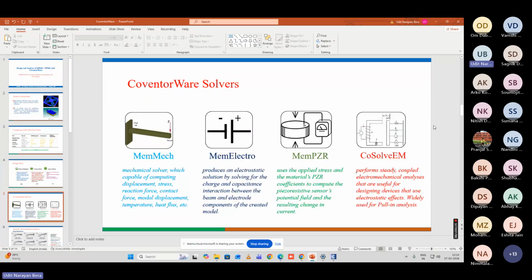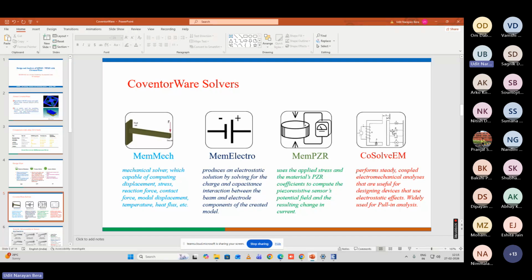Now, these are the four main solvers available in CoventorWare. You can go for MemMech, which is used for natural frequency, pressure measurement or force measurement. Then you can go for MemElectro. You can use electrostatic actuation, or you can measure capacitance here. Then you can go for MemPZR, specifically for piezoresistivity. You can check the piezoresistive effect in a sensor.